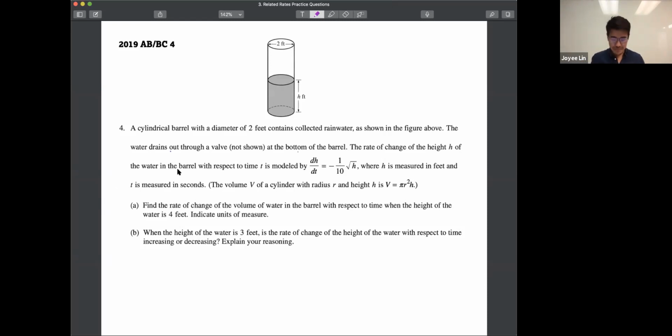Okay, so the first one, what do they give us? They give us a cylindrical barrel. It has a diameter of 2. So right off the bat, they already give something that could trick you, right? When they give you diameter, usually they want radius.